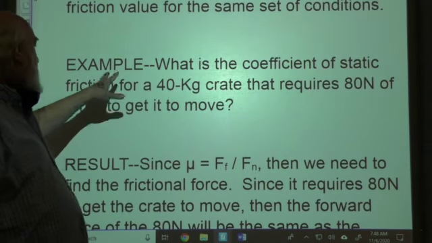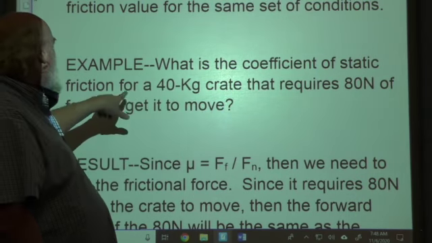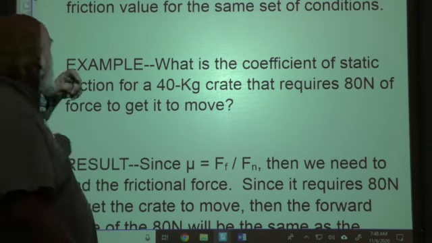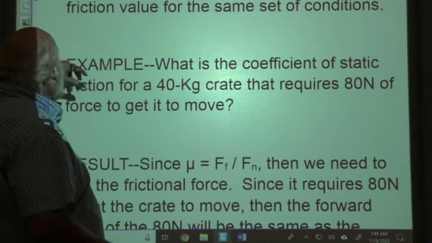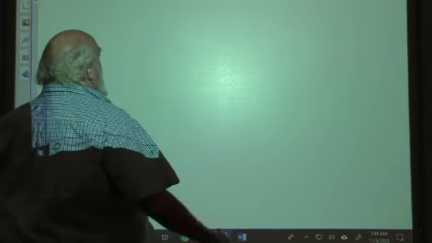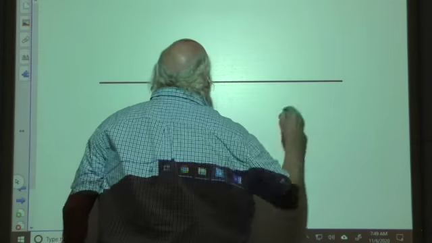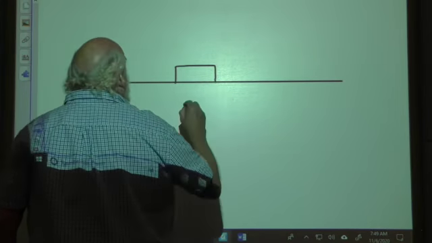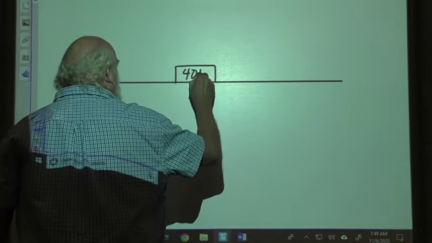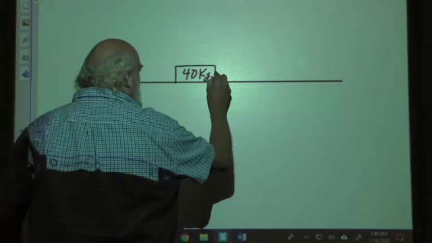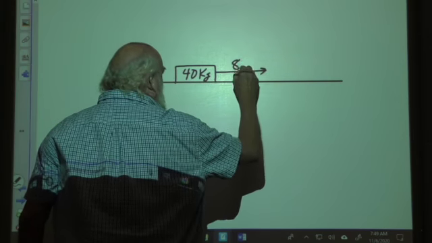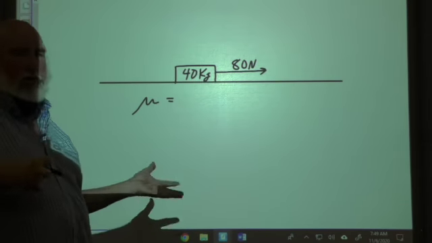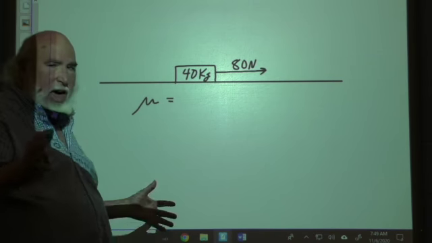So, to use that, let's talk about this example. What is the coefficient of static friction for a 40 kilogram crate that requires 80 newtons of force to get it to move? So we're looking at static, mu sub S. So let's draw this scenario right here. Here's your floor, and then on the floor, you're going to have some kind of crate. And you said that's a 40 kilogram crate. And you're going to push it forward just to get it to move at 80 newtons. And the question is, what is the mu value? We can put mu sub S, but we understand. Mu is mu, as any cat knows.